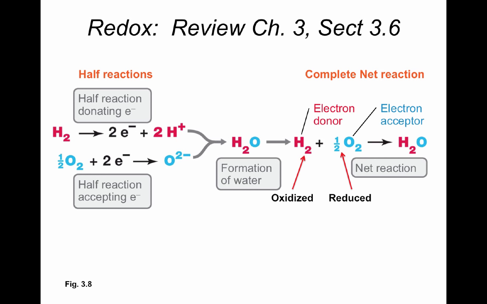And you can think of redox reactions as a pair of half reactions. One in which you're going to have a molecule donating an electron, and the other one you're going to have a molecule accepting the electron. So in this case, we're going to look at the donation of electrons from hydrogen and the acceptance of those electrons by oxygen. So in the initial half reaction, hydrogen donates those electrons to produce two electrons and two protons. In the other half reaction, an oxygen molecule is going to accept those two electrons and become an oxygen anion. Together, those two protons and that anion are going to form a water molecule.